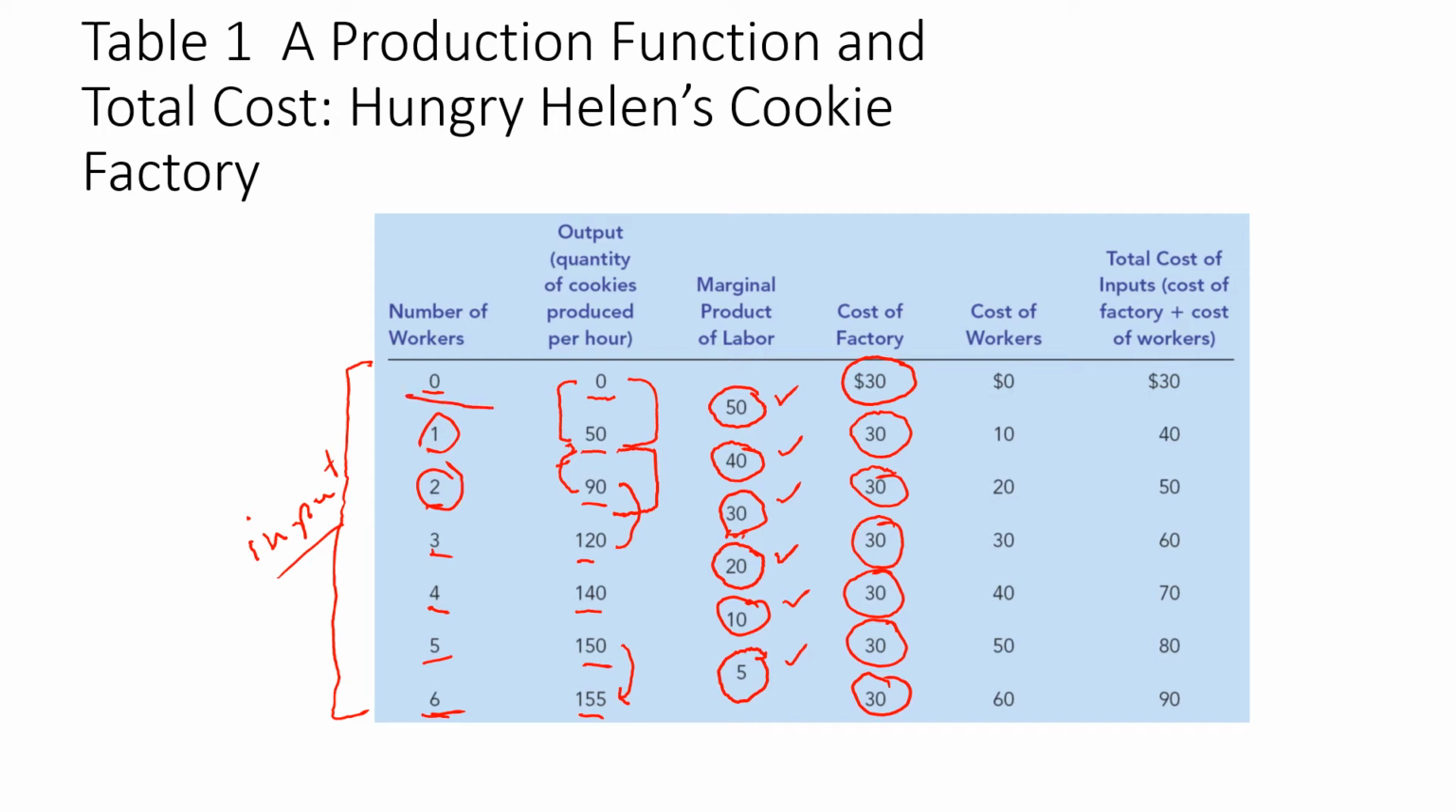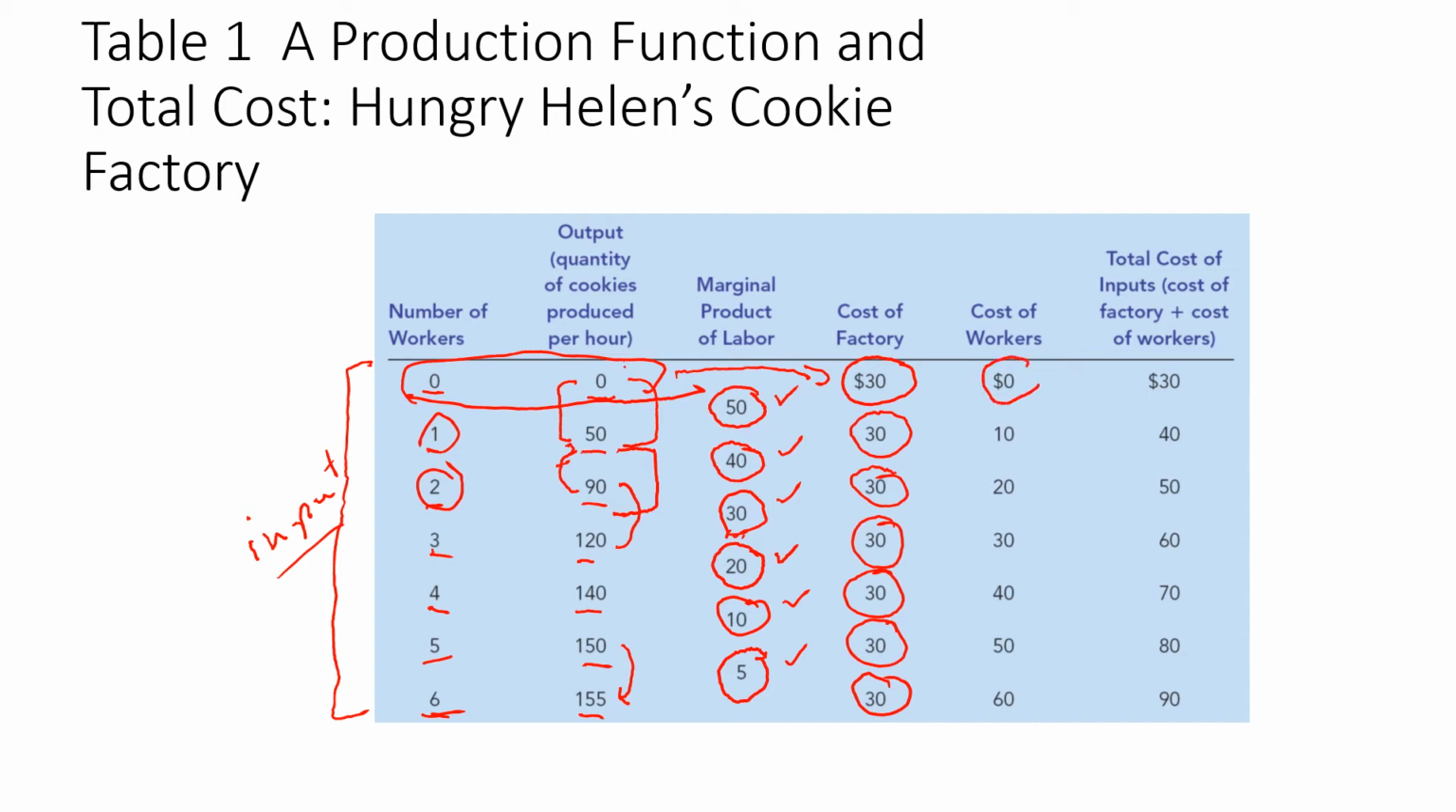If you have 1 labor, you still have to pay the same amount of rent. Even if you are producing nothing, look at this, the number of workers is 0, the quantity is 0, but still you are paying the cost of the factory as $30. So that is independent of the amount of production, that is fixed. You are paying that whether you are producing or not. Then the cost of the workers.